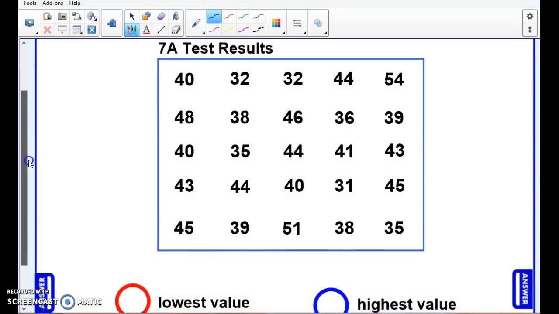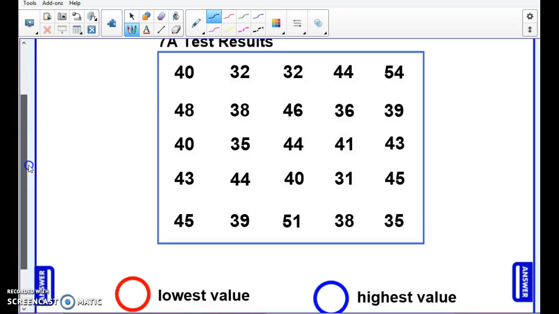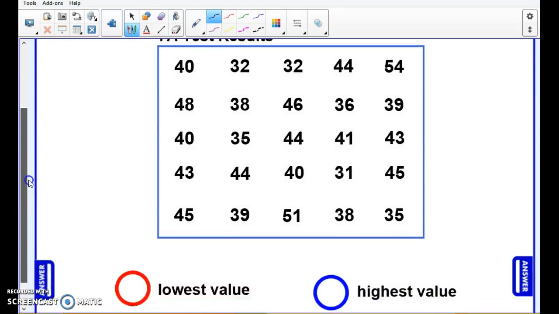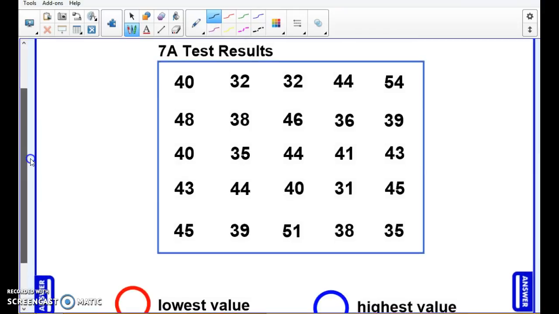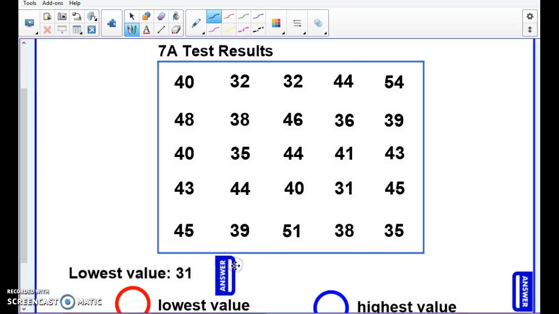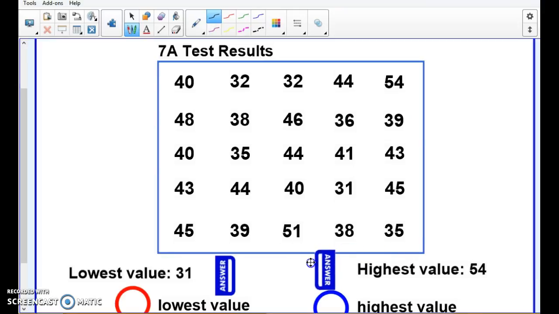Alright, so this is where it could get a little trickier because now with a set of data like this, they want us to find the lowest value and the highest value. So just looking at it quickly now, I think 31 would be the lowest value. And there it is. And the highest value, 54 is the highest one I see. There's really no good way to do this. You just got to look at and check all the numbers. So 54 is the highest value.